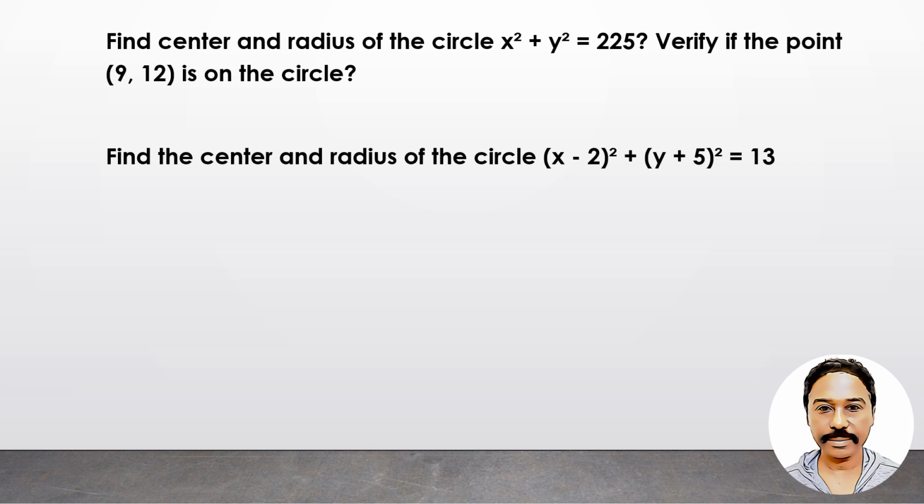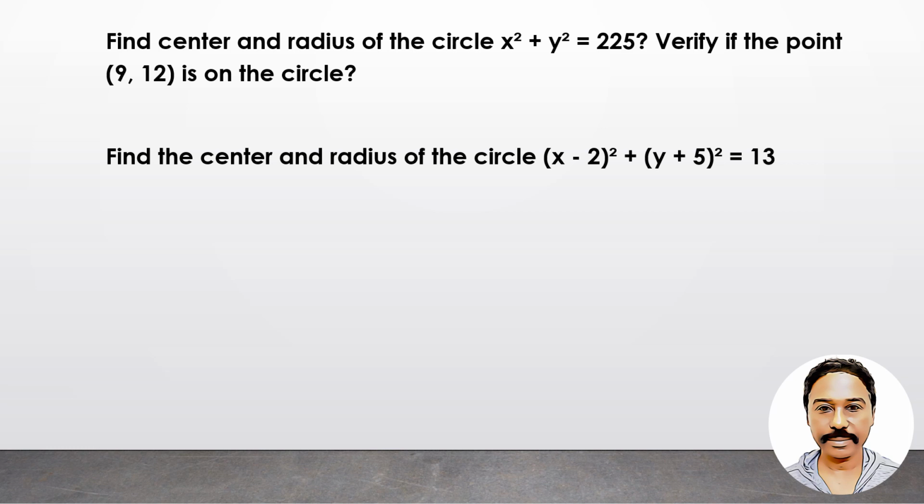Now they're asking you to verify if the point 9 and 12 is on this circle. For any point to be on the circle, the x coordinate and y coordinate can be substituted for x and y in the formula. So you put 9 in place of x and 12 in place of y, and check if this gives us 225, which is true.